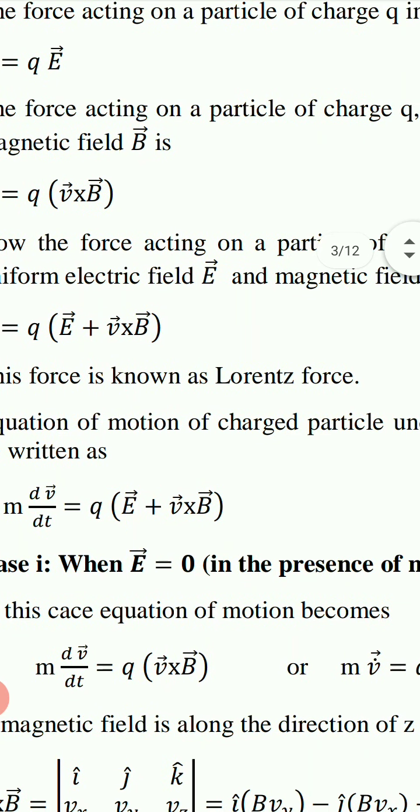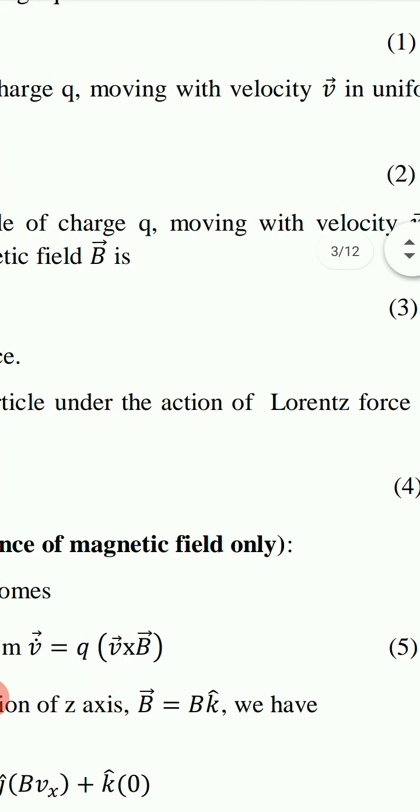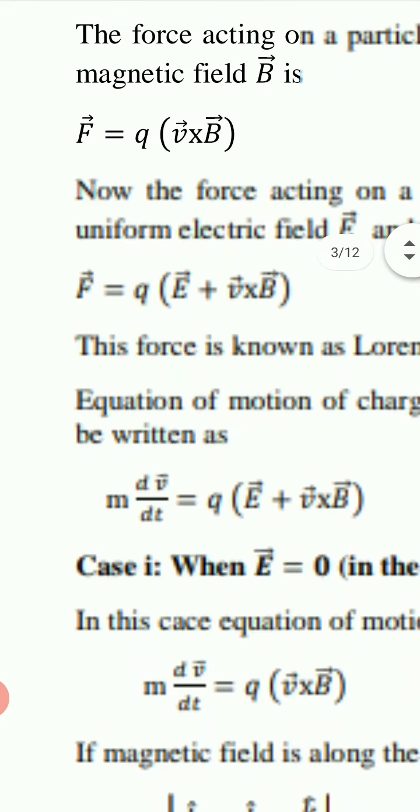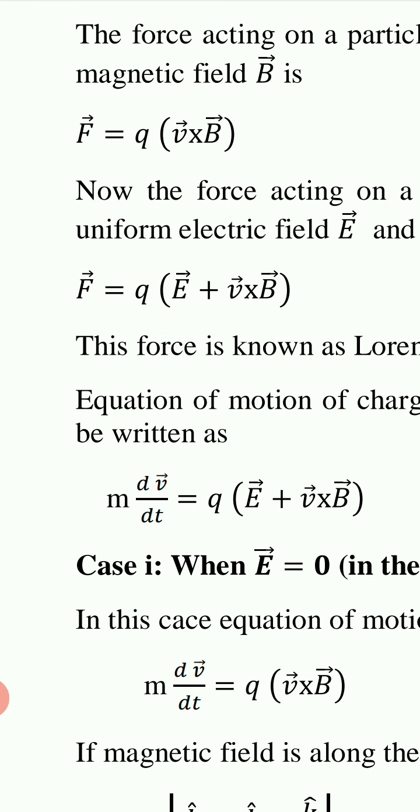Similarly, the force acting on a particle of charge Q moving with velocity v in a uniform magnetic field B is given by this formula, F vector equal to Q V vector cross B vector. If Q is positive charge, the direction of F vector will be that of V vector cross B vector. And if Q is negative charge, the direction of F vector is opposite to that of V cross B.